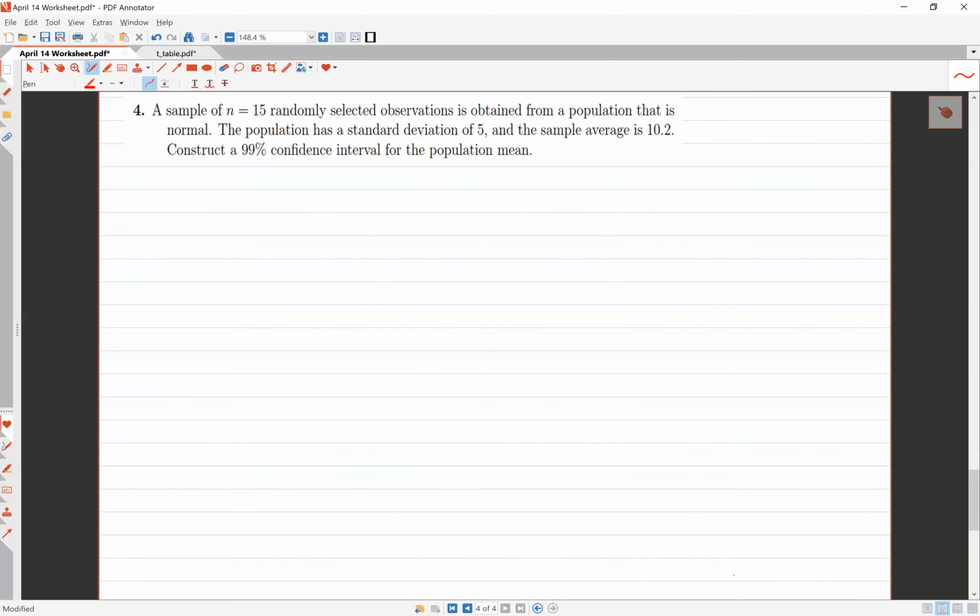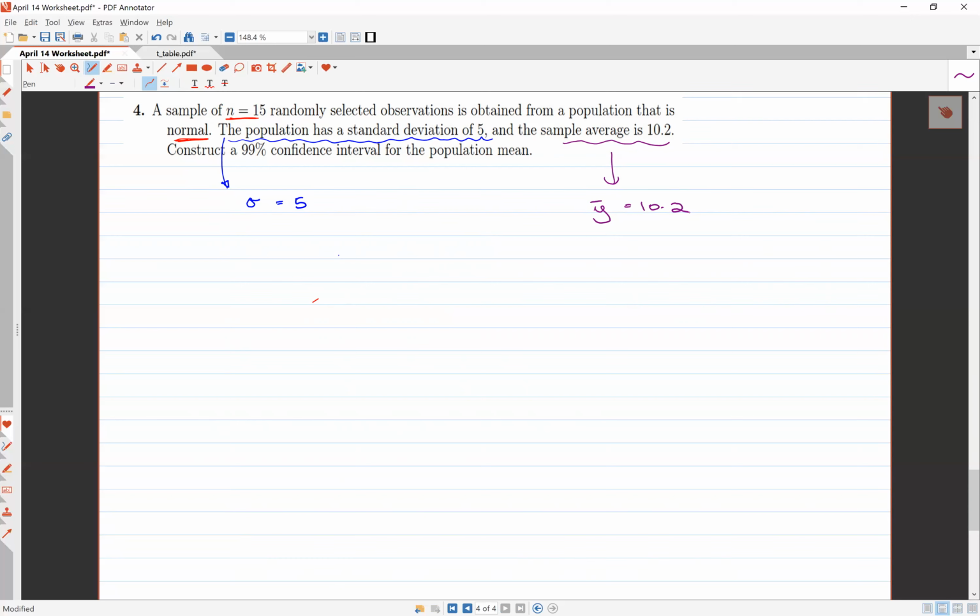So one more example. A sample of 15 randomly selected observations is obtained from a population that is normal. So even though the sample size is small, the population is normal, so we don't have to worry about things too much. Now, here is a new wrinkle though. The population has a standard deviation of 5, and the sample average is 10.2. Population standard deviation is sigma. We are being told sigma is equal to 5, and then we're being given our sample average as usual, y bar equal to 10.2.